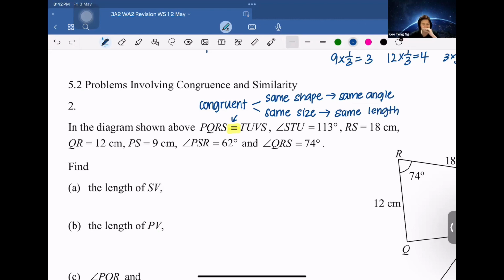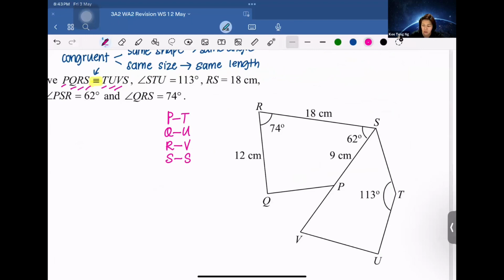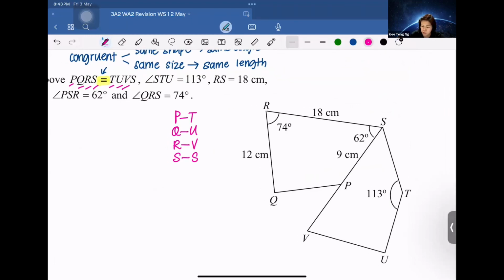Okay, and more often than not, when I have terms that look like PQRS, TUVS, I'm going to match the points together. P corresponds to T, Q corresponds to U, R corresponds to V, and S corresponds to S. Then I will match the corresponding angles. P corresponds to T. T is this angle over here, 113. So angle P over here will be 113 degrees as well.